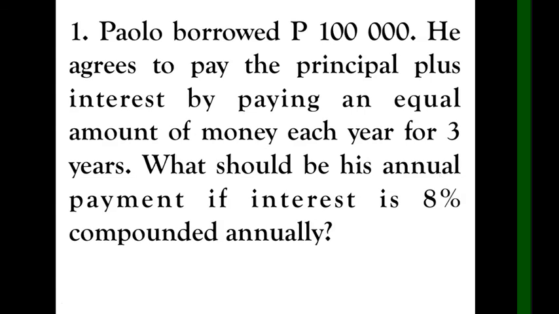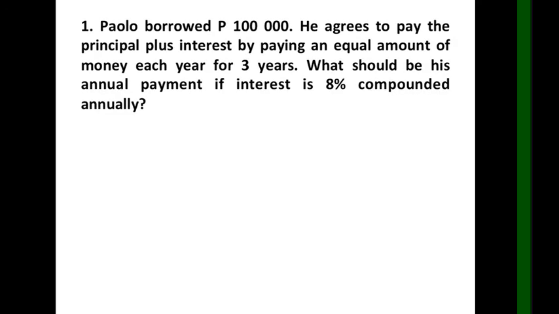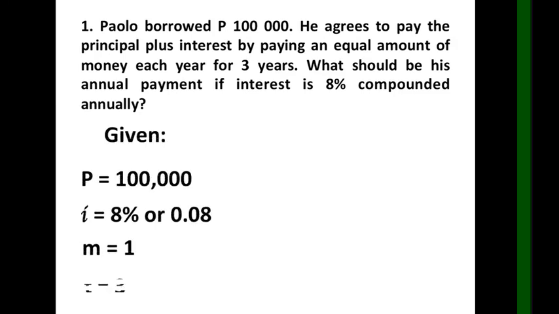Paulo borrowed 100,000. He agrees to pay the principal plus interest by paying an equal amount of money each year for 3 years. What should be his annual payment if interest is 8% compounded annually? For this example, we will use the acronym PIMT. P is equal to 100,000, I is equal to 0.08, M is equal to 1, and T is equal to 3. Why is M equal to 1? Because that is compounded annually. T is equal to 3 years of payment.